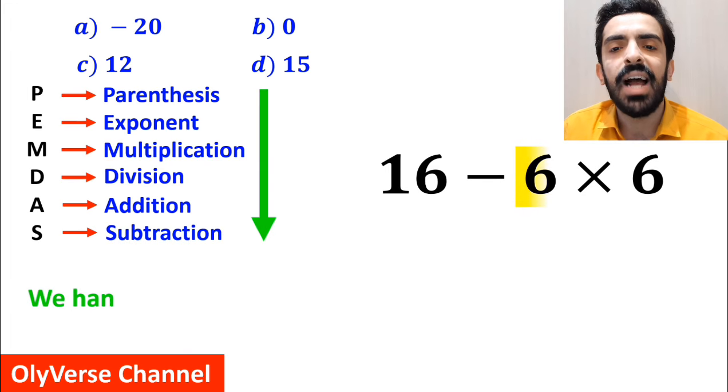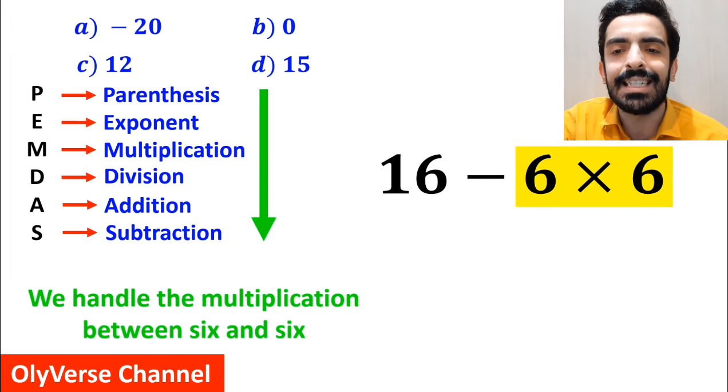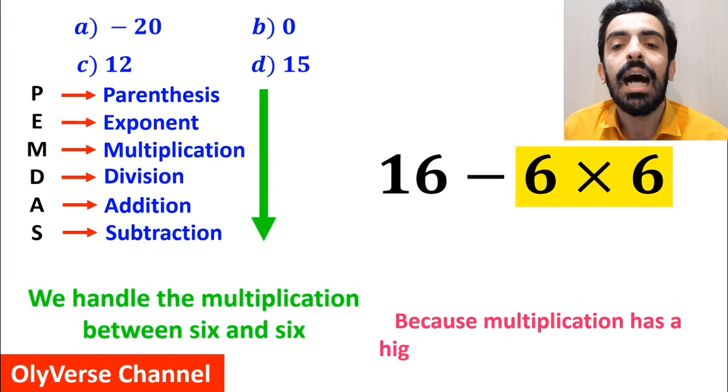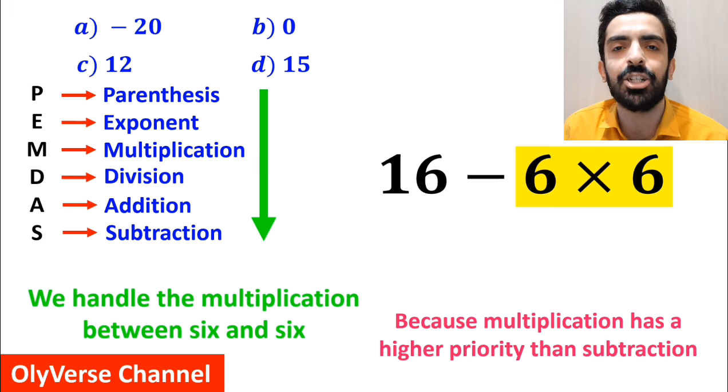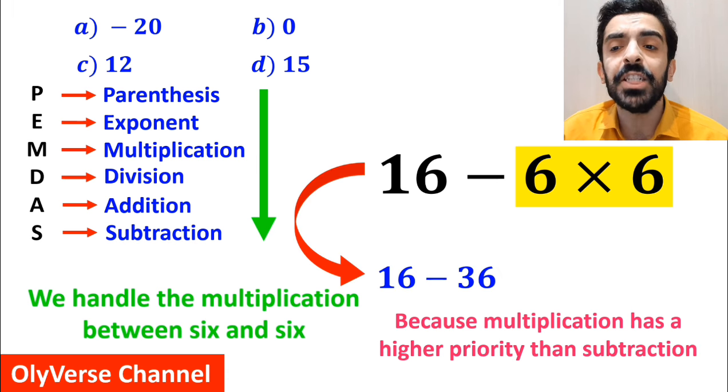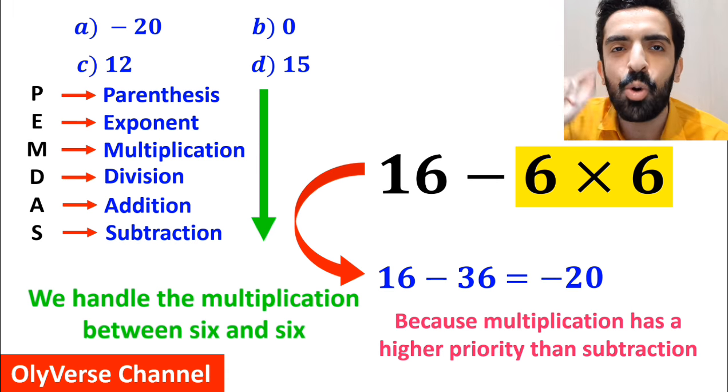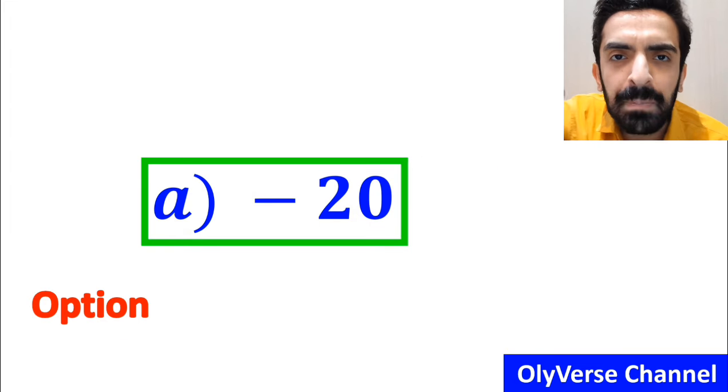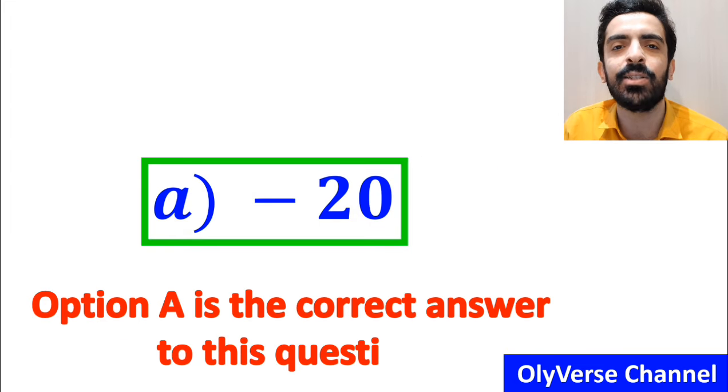In the next step, we handle the multiplication between 6 and 6 because multiplication has a higher priority than subtraction. And this expression simplifies to 16 - 36, which ultimately gives us the answer negative 20. Therefore, option A is the correct answer to this question.